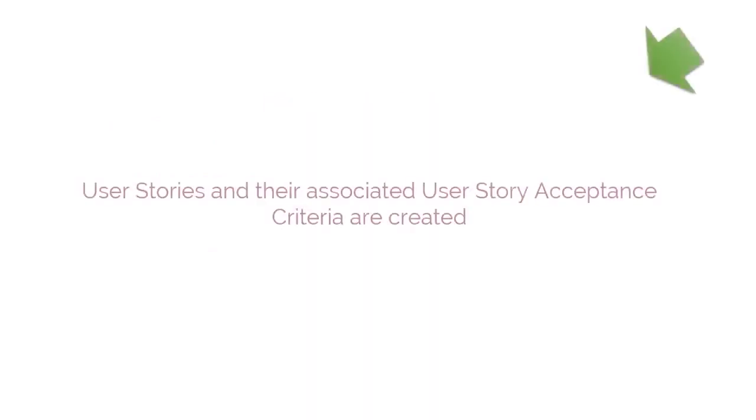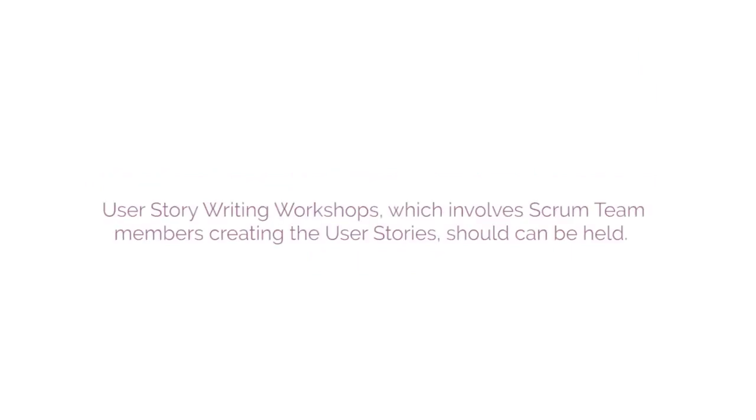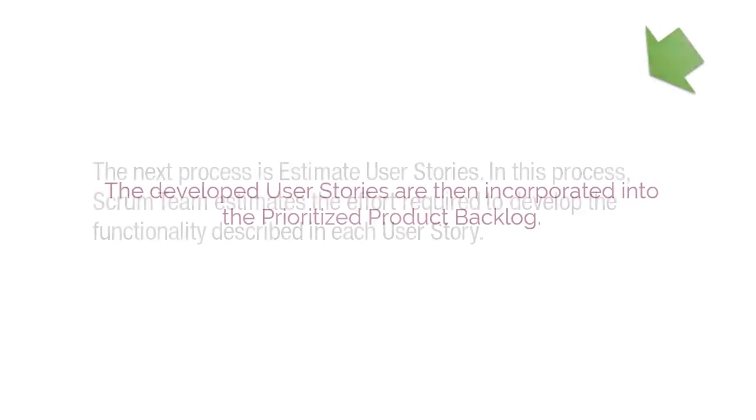In this process, user stories and their associated user story acceptance criteria are created. User stories are usually written by the product owner and are designed to ensure that the customer's requirements are clearly depicted and can be fully understood by all stakeholders. User story writing workshops, which involve Scrum team members creating the user stories, can be held. The developed user stories are then incorporated into the prioritized product backlog.